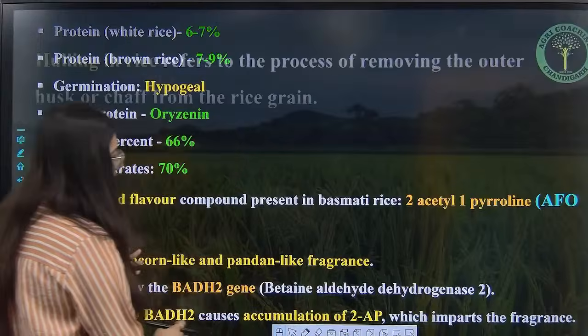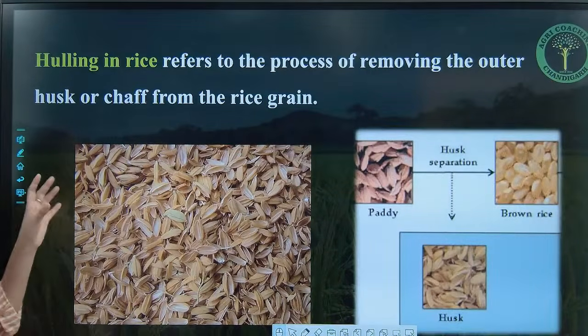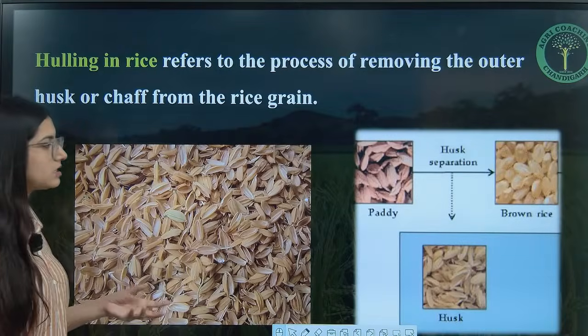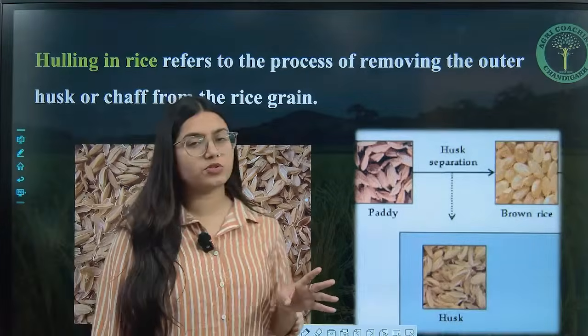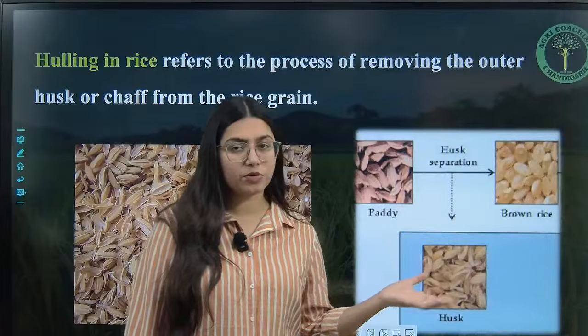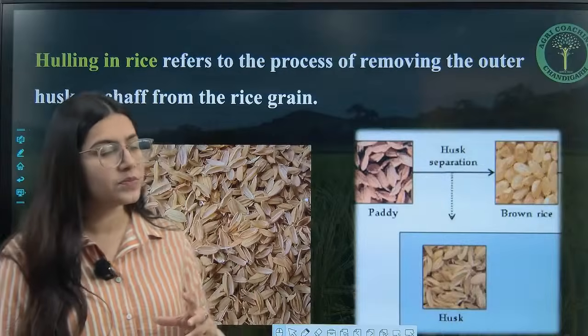Okay. Then the next point, what is hulling? Basically, that is 66%. Hulling refers to the process by which we remove the outer husk from the rice grain. Such process is known as hulling. And what is the byproduct in the process of hulling? Husk. That outer covering is known as husk.